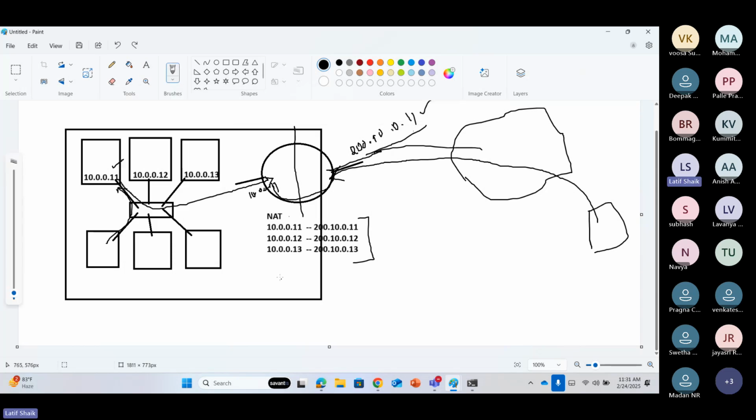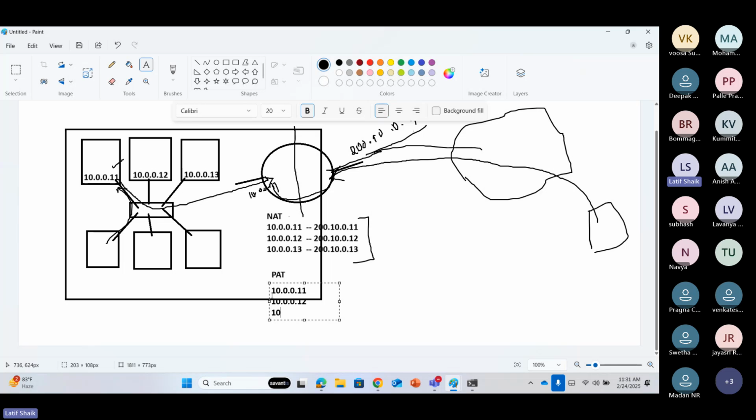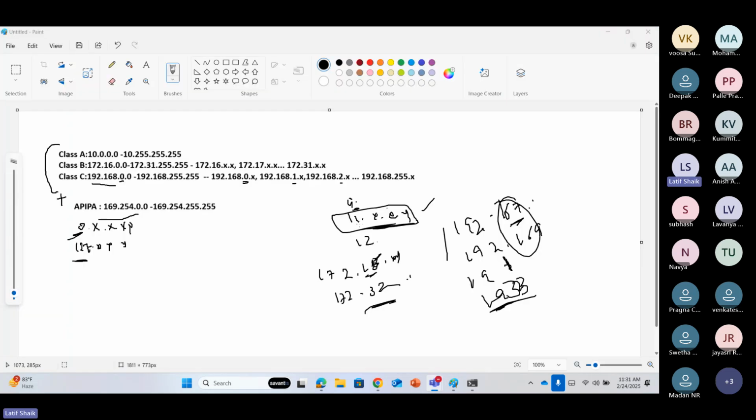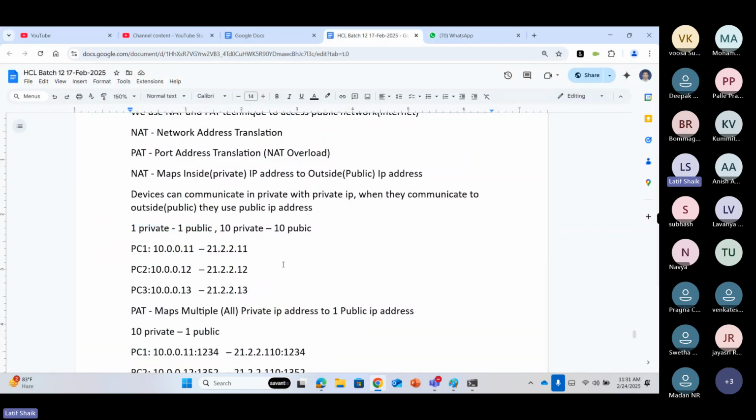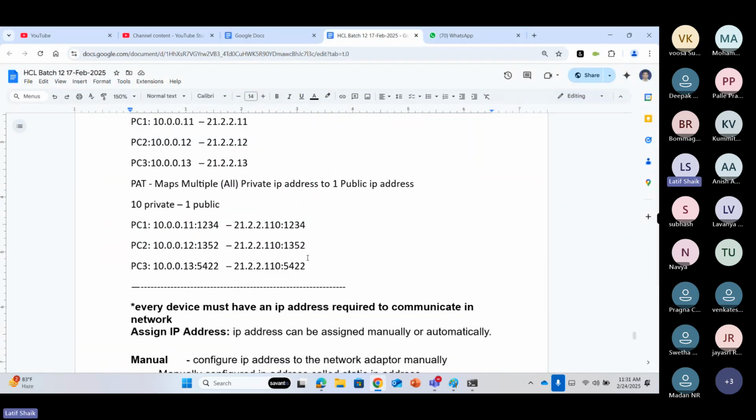Okay guys, that is PAT, port address translation. PAT means it maps your multiple private IP addresses into a single public IP address with the help of a port mapping technique. And the point is, your PAT is more secure. You don't require any VPN kind of stuff, guys.